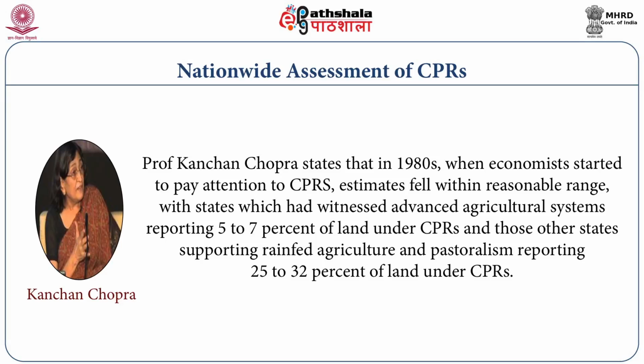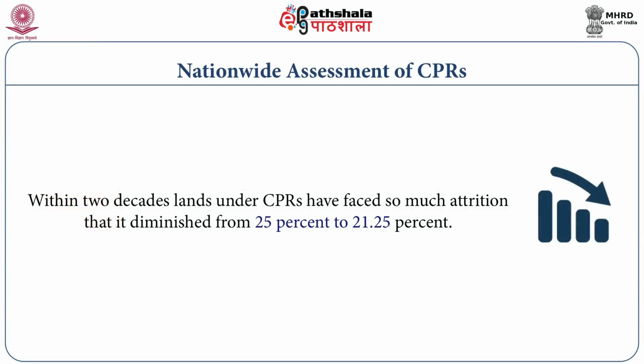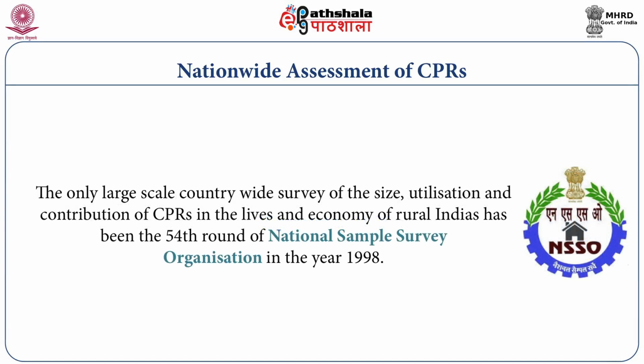Professor Kanchan Chopra states that in the 1980s, when economists started to pay attention to CPRs, estimates fell within a reasonable range, with states which had witnessed advanced agricultural systems reporting 5 to 7% of land under CPRs, and those other states supporting rain-fed agriculture and pastoralism reporting 25 to 32% of land under CPRs. Within 2 decades, lands under CPRs have faced so much attrition that it diminished from 25% to 21.25%.